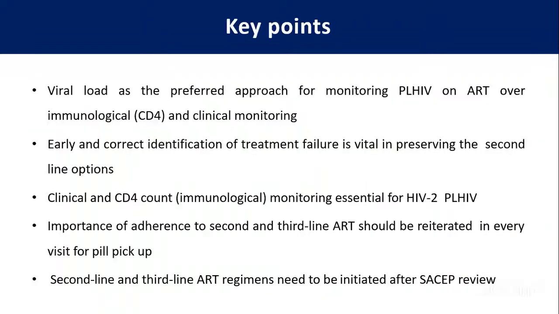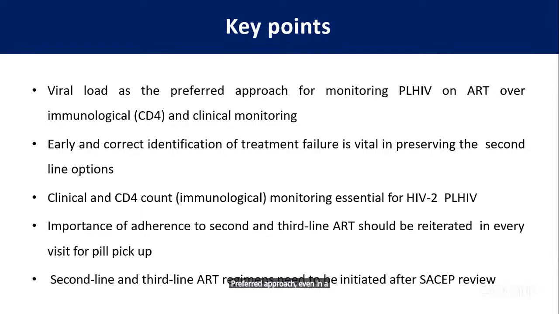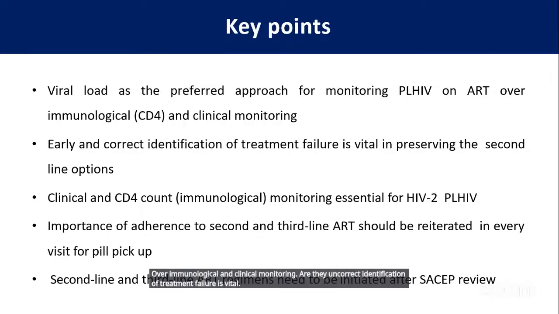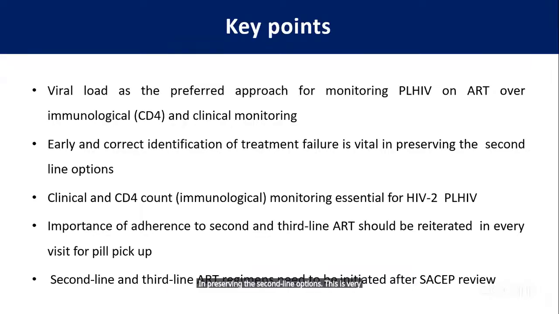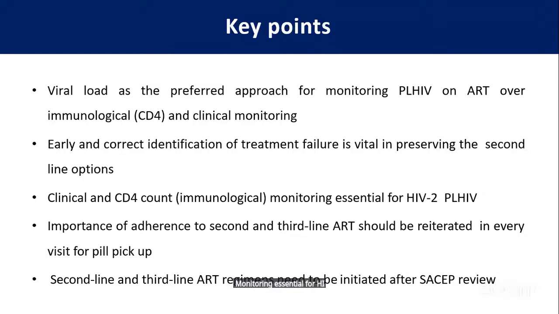So the key points after this long session would be: viral load has emerged as the preferred approach, even in a public health program, for monitoring PLHIV on ART over immunological and clinical monitoring. Early and correct identification of treatment failure is vital in preserving the second-line options. This is very important. Clinical and CD4 monitoring are essential for HIV-2 PLHIV since there is no validated and commercially available HIV-2 viral load assay.